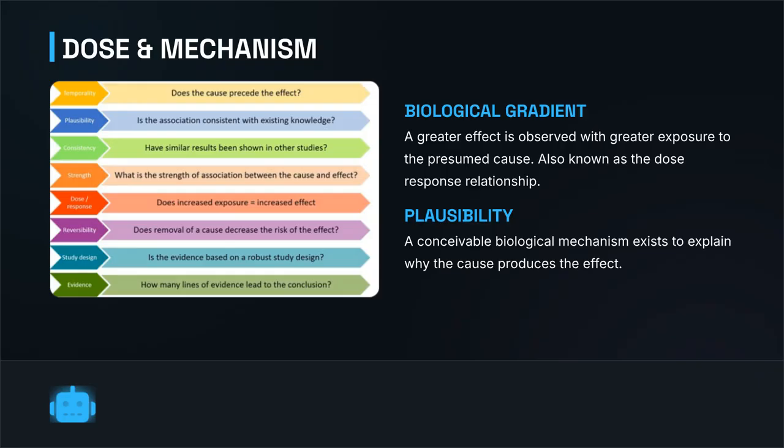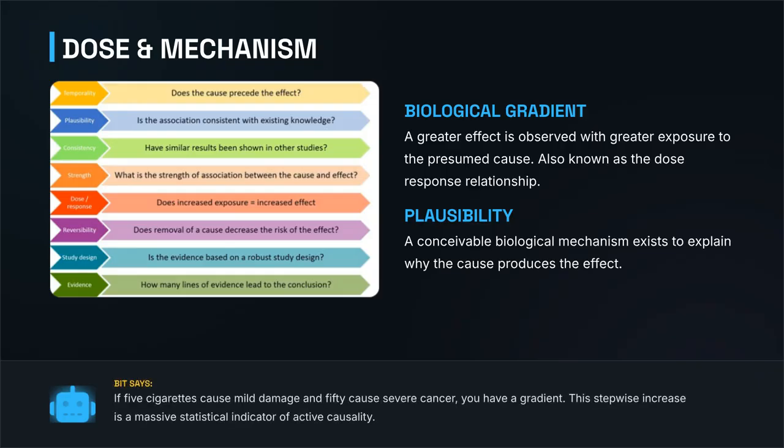BIT says if 5 cigarettes cause mild damage and 50 cause severe cancer, you have a solid biological gradient. This stepwise mathematical increase is a massive statistical indicator of active causality. The image beautifully shows the Bradford Hill criteria flowing logically from temporality all the way down to evidence. Biological gradient dictates that a greater effect is observed with greater exposure to the presumed cause. This is also widely known as the classic dose-response relationship.